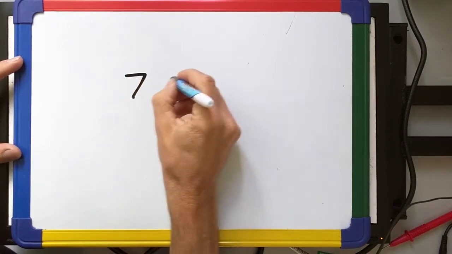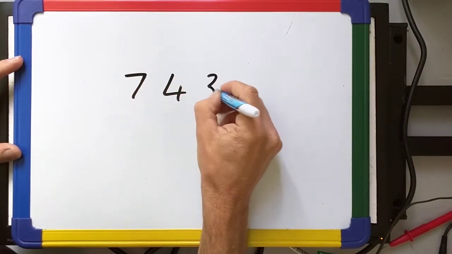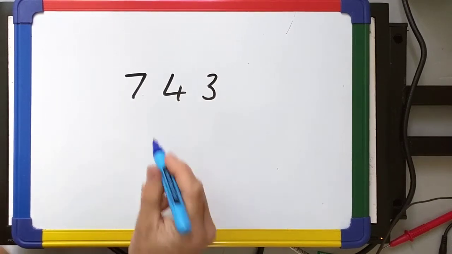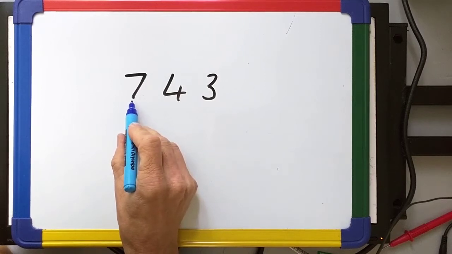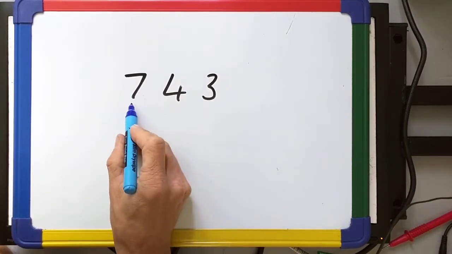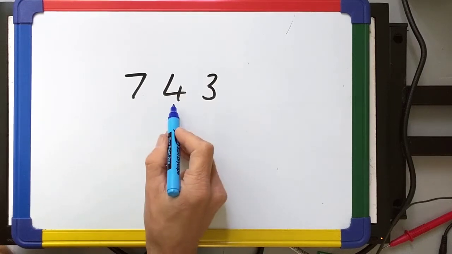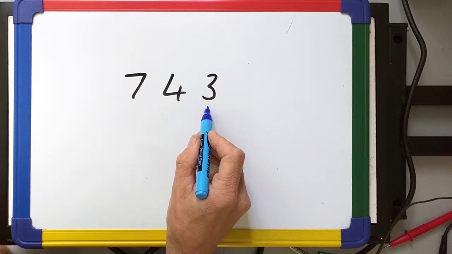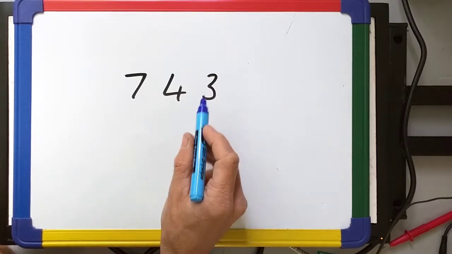So here's our random number, and you recognize that as 743. It's made up of three symbols, a 7, a 4 and a 3. But this represents hundreds, this represents tens, and this represents ones, on account of their position.